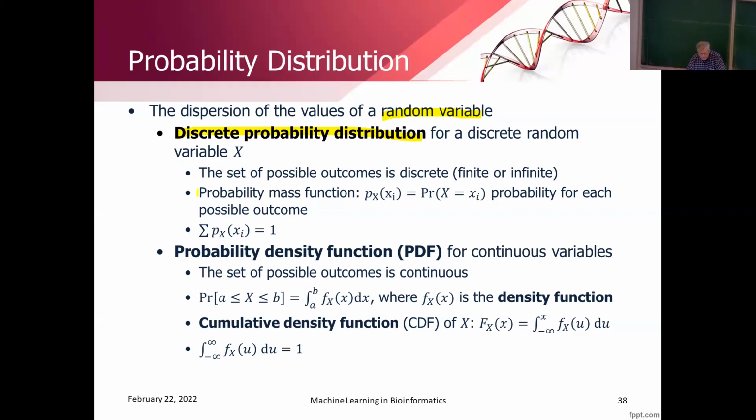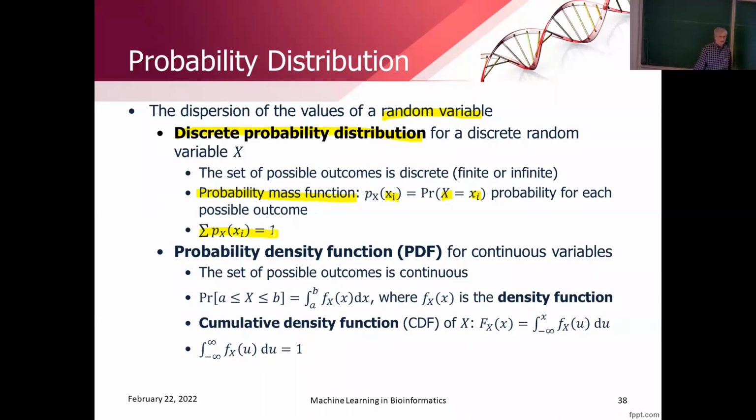So we use a probability mass function, and P of x_i is one observation, one value: the probability that the random variable X has the value x_i. And of course, if we sum the probabilities for all the possible values of the random variable, we should obtain probability 1.